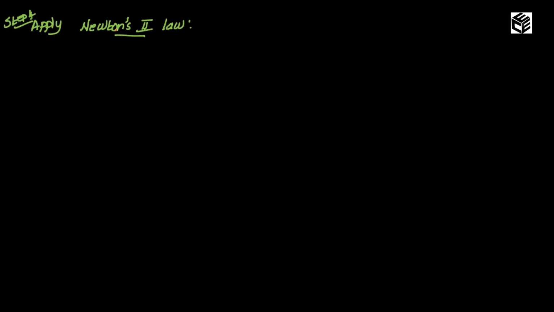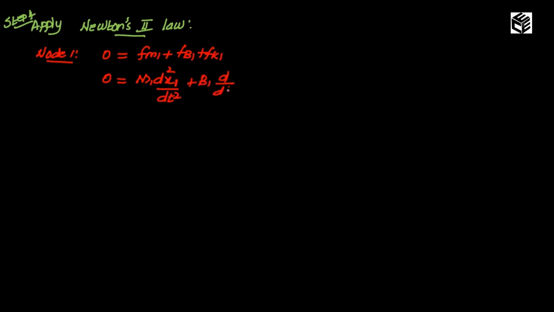The fourth step is I'm going to apply Newton's second law. For node 1, we don't have any applied force and the opposing forces are FM1 plus FB1 plus FK1. So I'm going to write 0 is equal to M1 into d square x1 divided by dt square plus B1 into d by dt of (x1 minus x2) plus K1 into (x1 minus x2). I'm taking this as equation number 1.